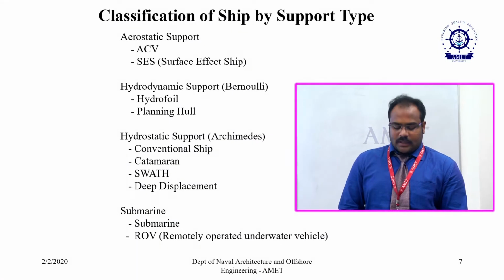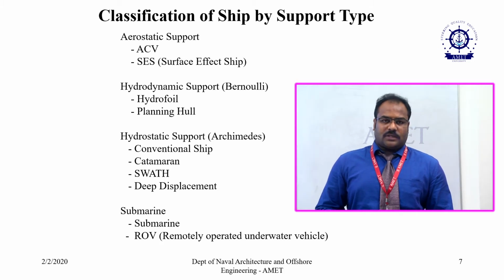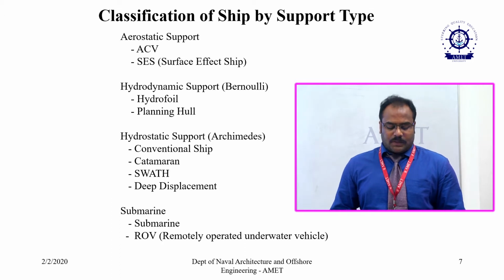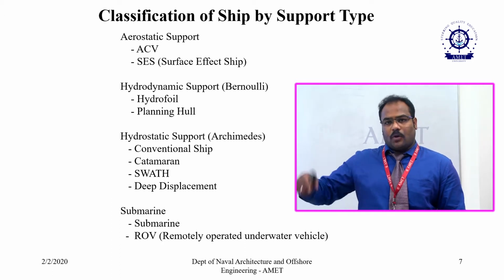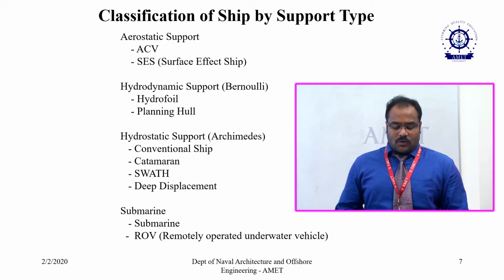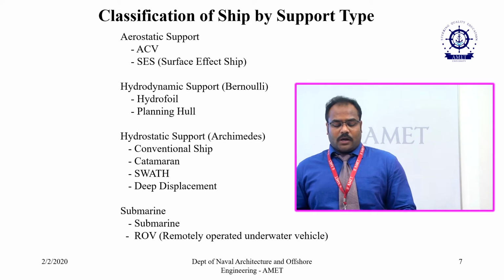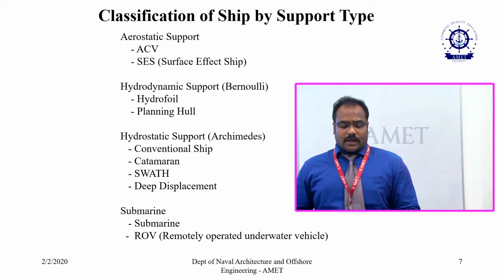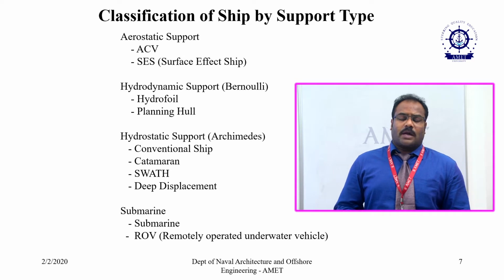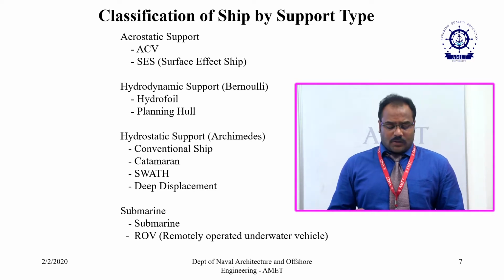As we discussed earlier, here in this slide we have different types of aerostatic support vehicles. One is the air cushion vehicle, another is the surface effect ship, where the propeller will be on top of the ship. Then hydrodynamic support, aided by Bernoulli, that is hydrofoils and planing craft. Then you have hydrostatic support, aided by Archimedes, that is conventional ships, catamarans, SWATH, and deep displacement ships, and then you have your submarines and your ROV.